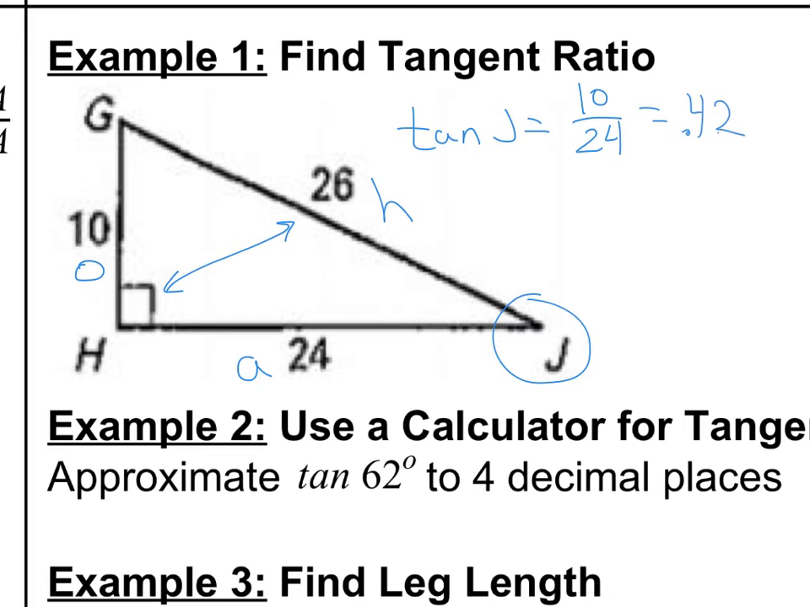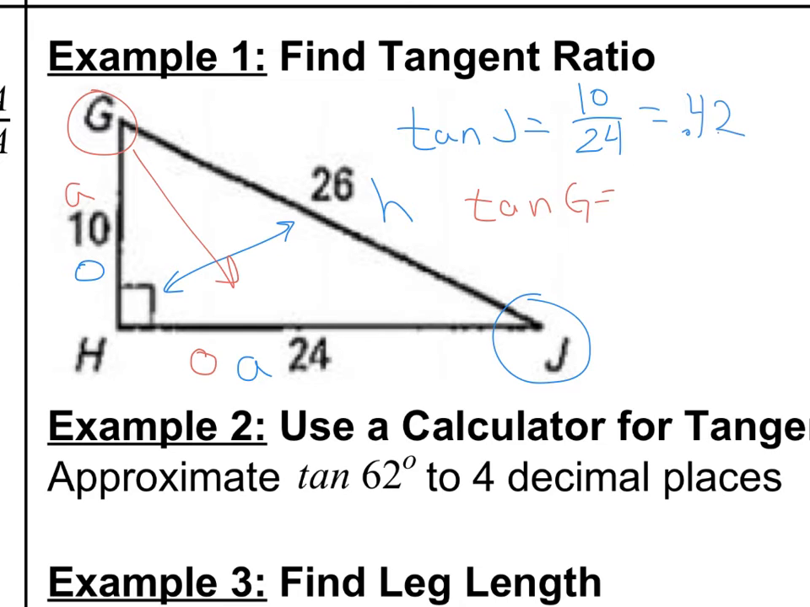Now, let's go a different color. Let's say we're going to do tangent of G. So tangent of G, we're just going to figure out what the ratio is. Since we're at G, this is now the opposite. This would now be the adjacent. Hypotenuse doesn't change. It's still going to be 26.